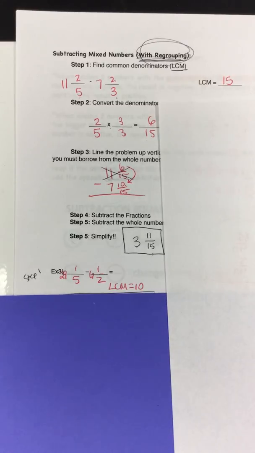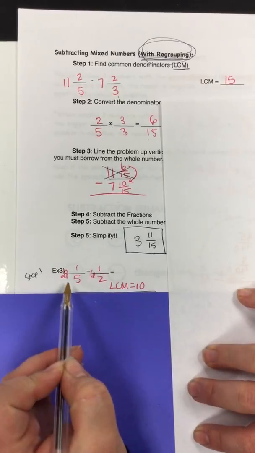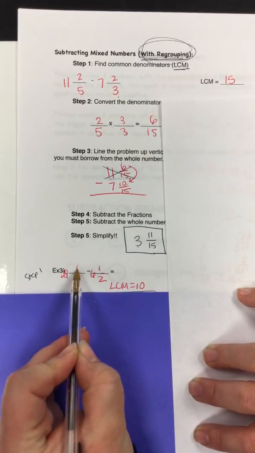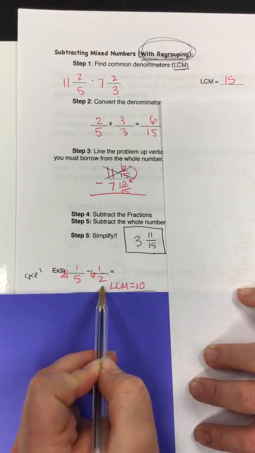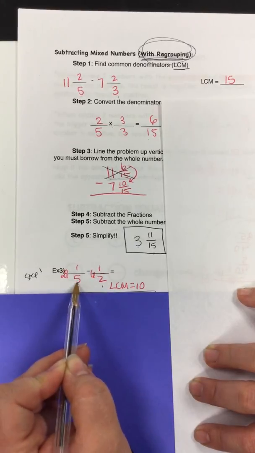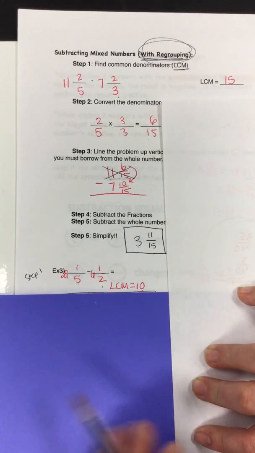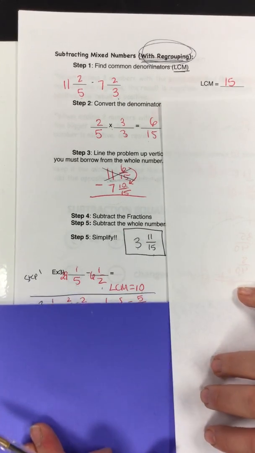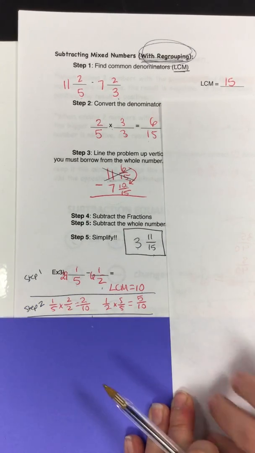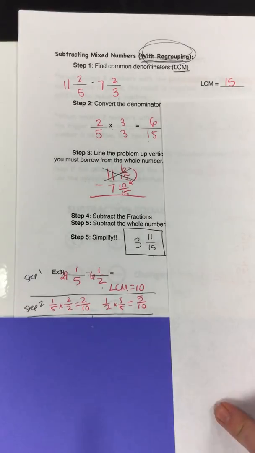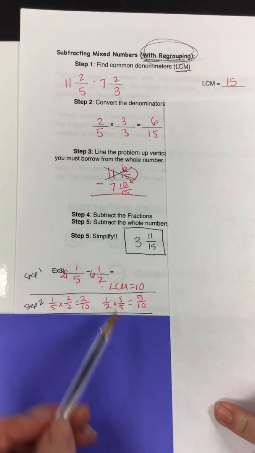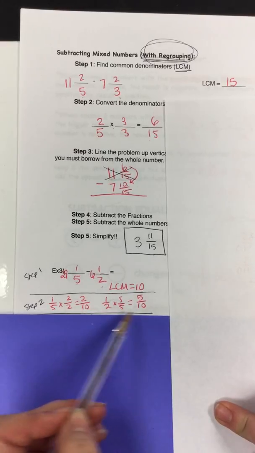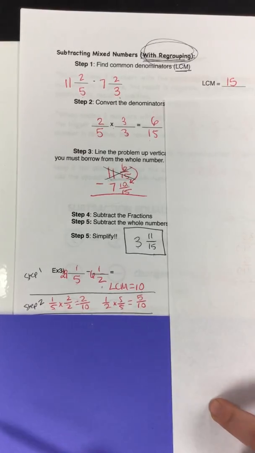Alrighty, let's go ahead and check that answer. So what we have is 29 and 1/5 minus 6 and 1/2. Between our denominators 5 and 2, we have a least common multiple of 10. So that's step 1. Step 2 is going to be to find that common denominator. Well, 1/5 is equivalent to 2/10. 1/2 is equivalent to 5/10.